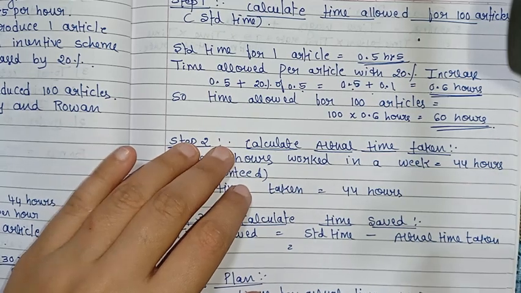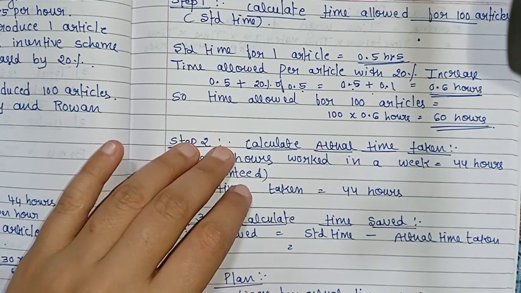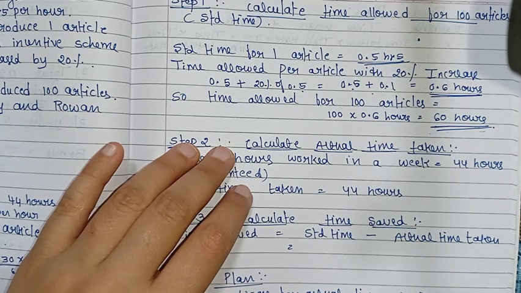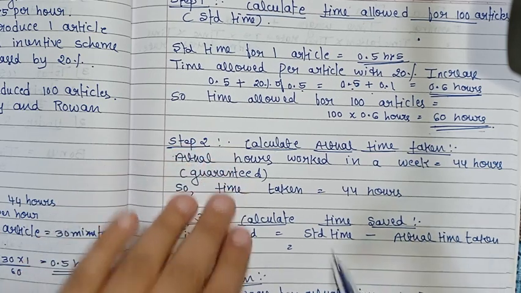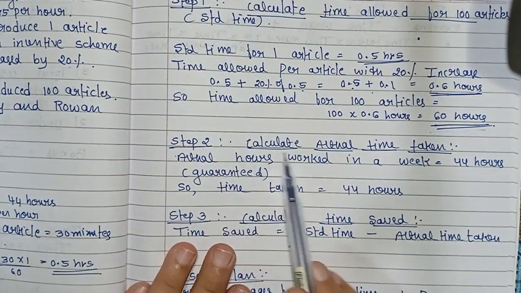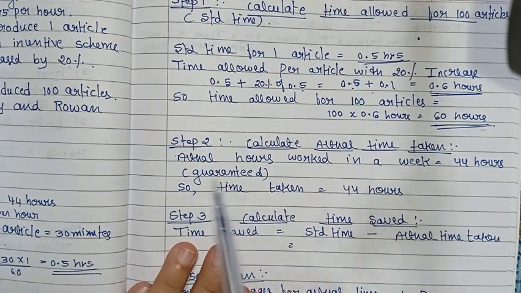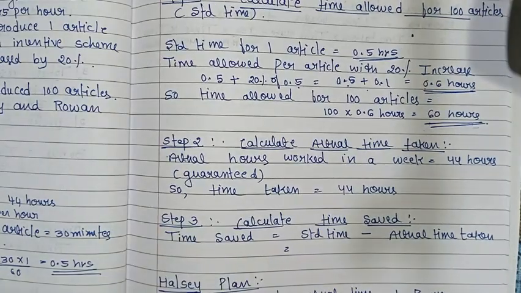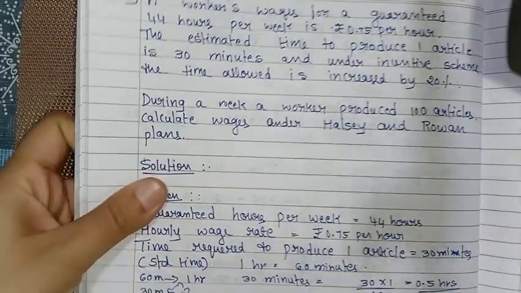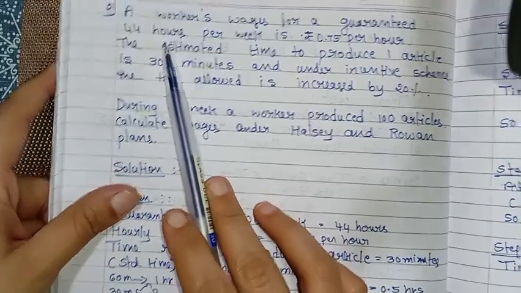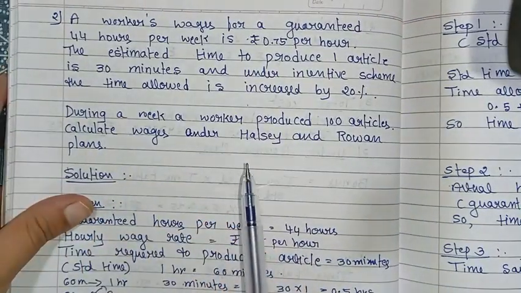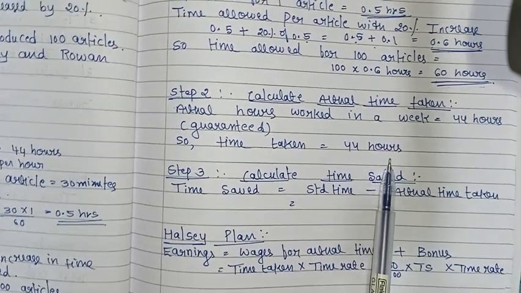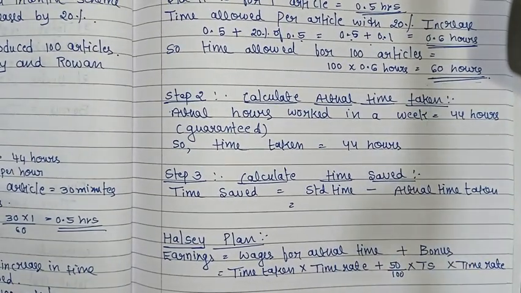Now we have to calculate the time allowed for 100 articles, that is 60 hours. This is the standard time to produce 100 articles. Clear? Now step two, calculate actual time taken. Here actual hours worked in a week, how many hours? That is guaranteed 44 hours. Right? So write down. Time taken is 44 hours. But here standard time is 60 hours.